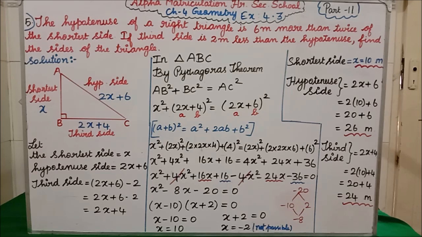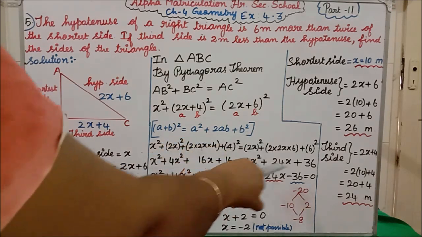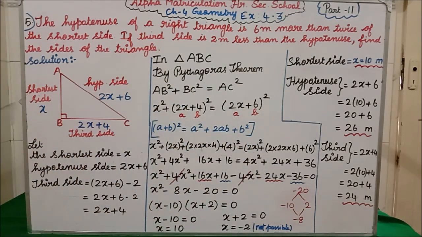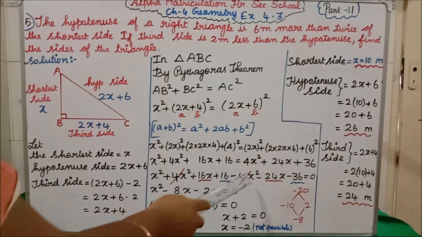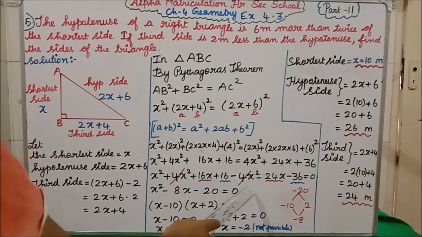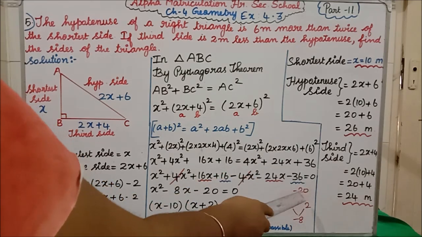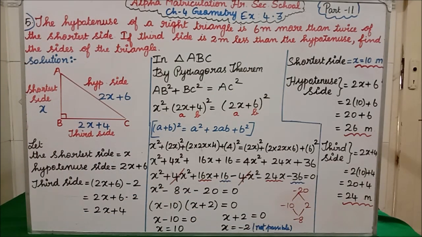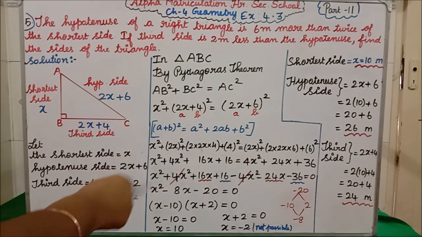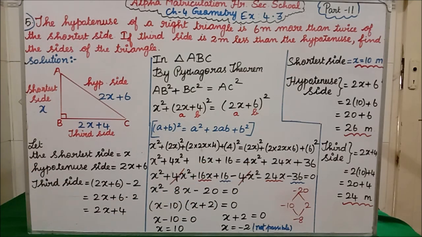Clear? The next thing we are doing is taking this equal to part fully to this side. See, here I am writing x square plus 4x square plus 16x plus 16. I am taking this to this side: minus 4x square minus 24x minus 36 equal to 0. Clear? Here we have plus 4x square, here I have minus 4x square. Both will get cancelled. Then is there any x square term? No. So write that x square alone.